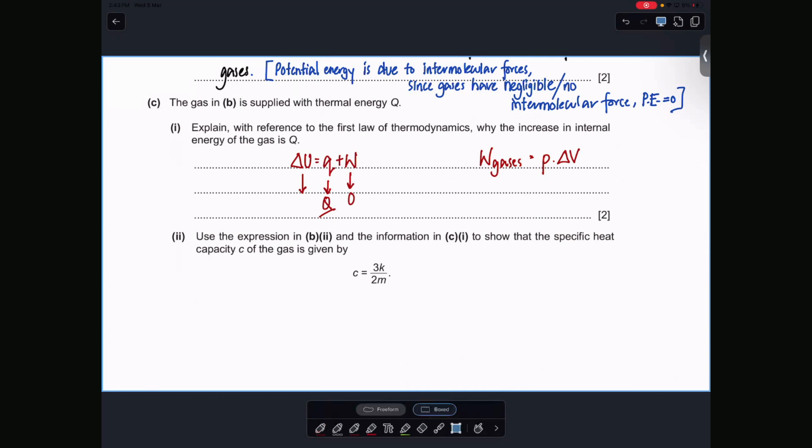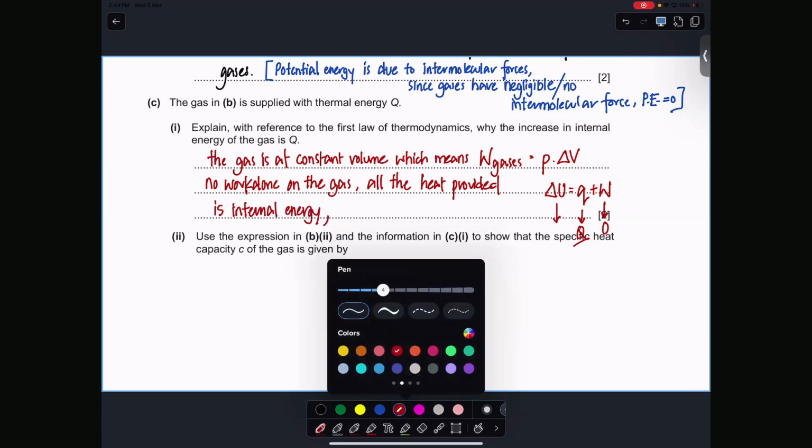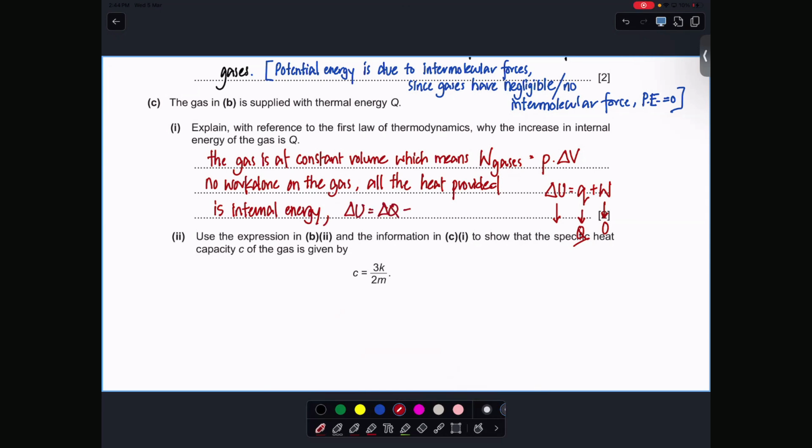So how do you put this in words? Tomorrow I can mention that the gas is at constant volume, which means no work done, no work done on the gas or by the gas. Then you add that all the heat provided is internal energy. Then you write the equation, because del U is equal to del Q plus del W, where del W is 0.